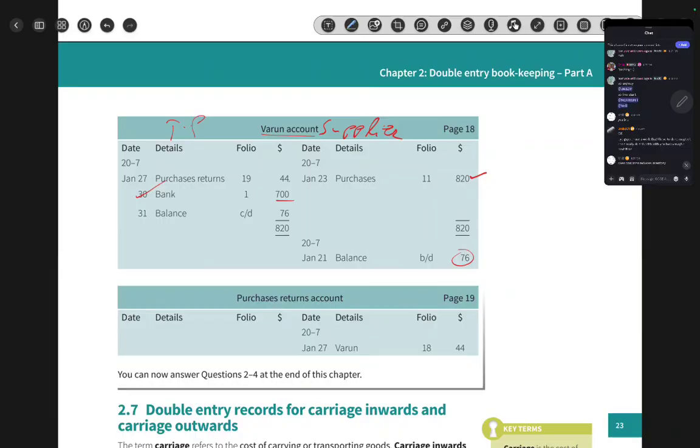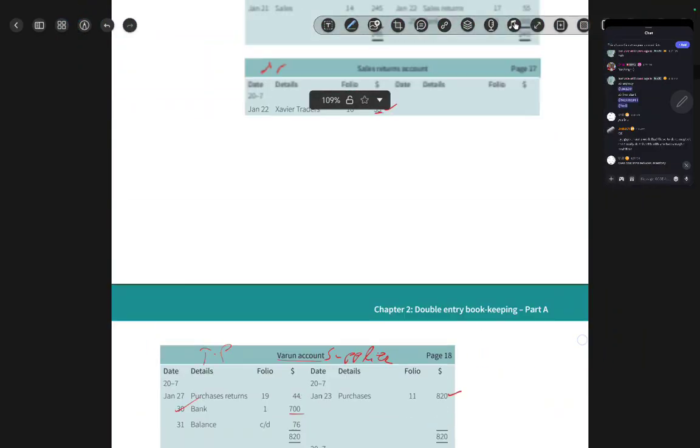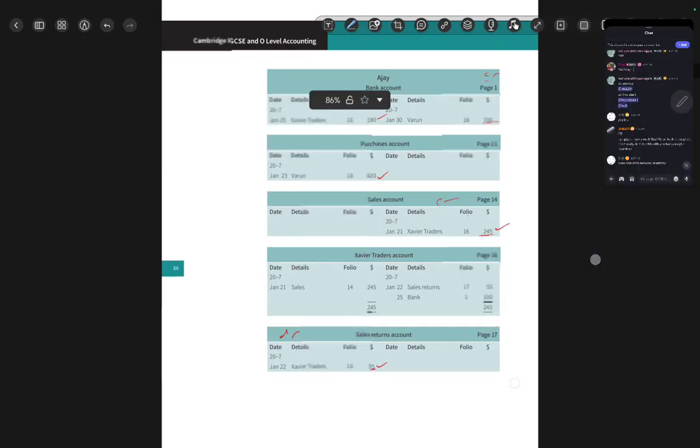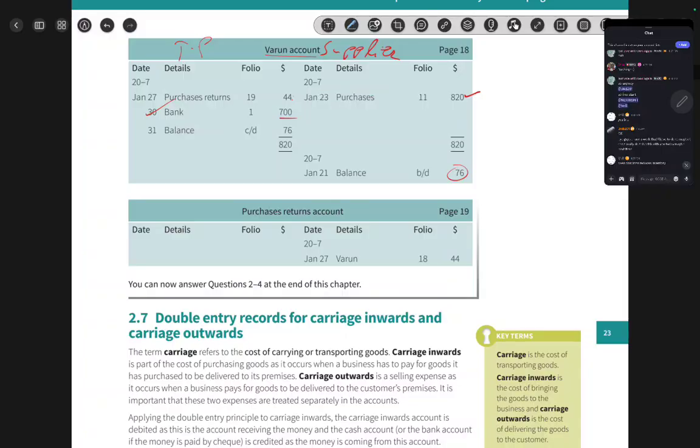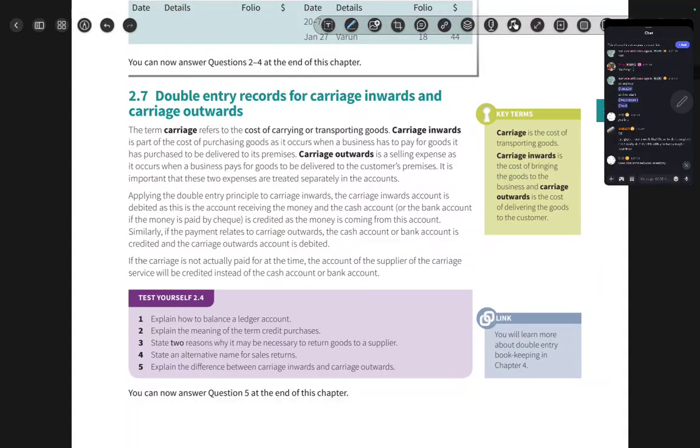Over here in the purchase account, Varun was debited. So in purchase returns, Varun will be credited. Over here purchase was debited, and over here purchase returns is going to be credited. Another way to remember it is, in your purchase account you debit everything, so in your purchase returns account you credit everything. Very simple.